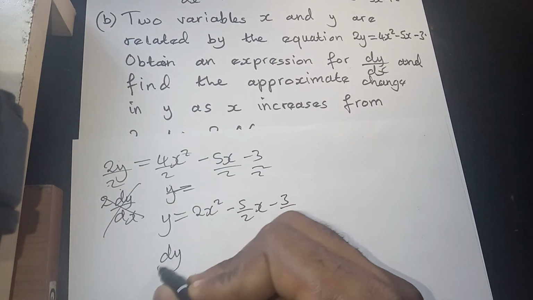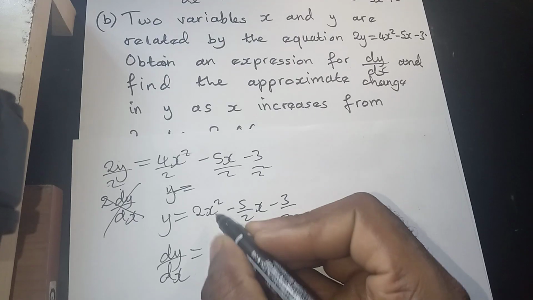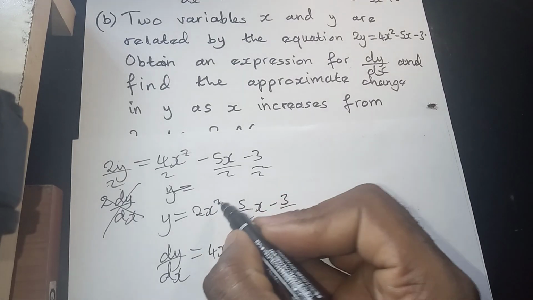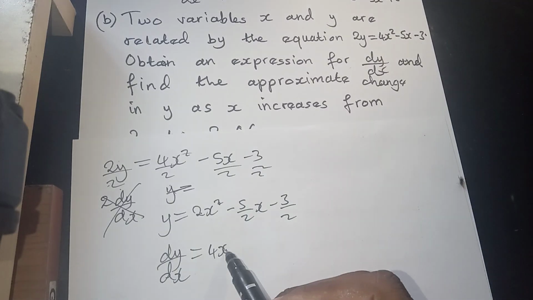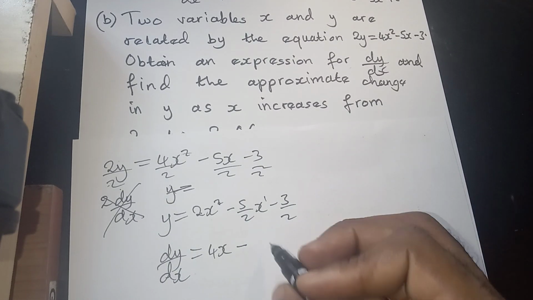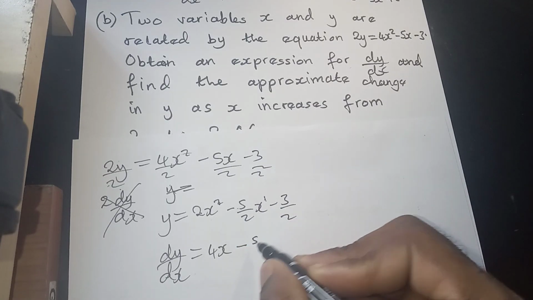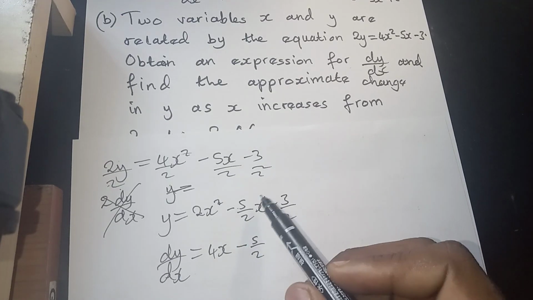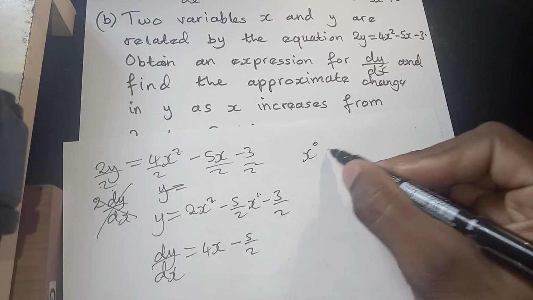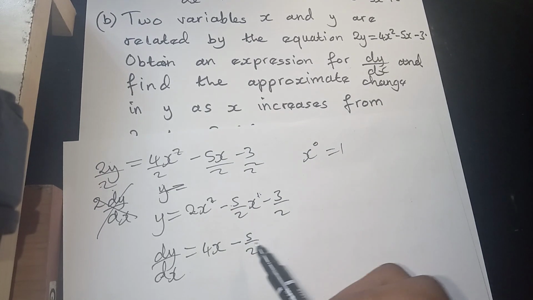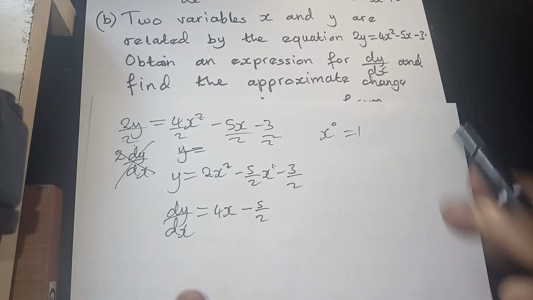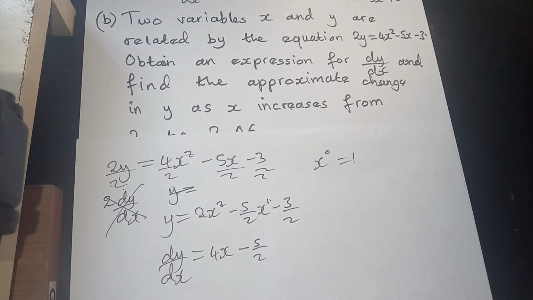So our dy/dx is this times this, which will be 4x, then this will reduce by 1 so that we have an x, and then the power there is 1 times this will be 5 over 2. When this reduces by 1, it becomes x to the power 0, which is simply a 1, so we can ignore it. So dy/dx = 4x - 5/2. We have solved the first part of the question.